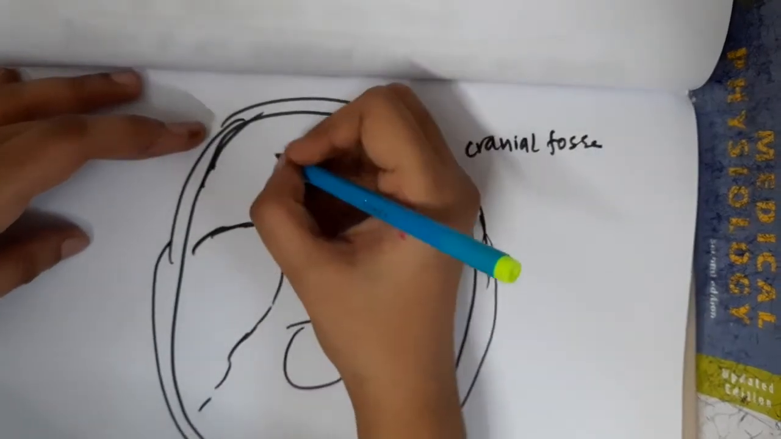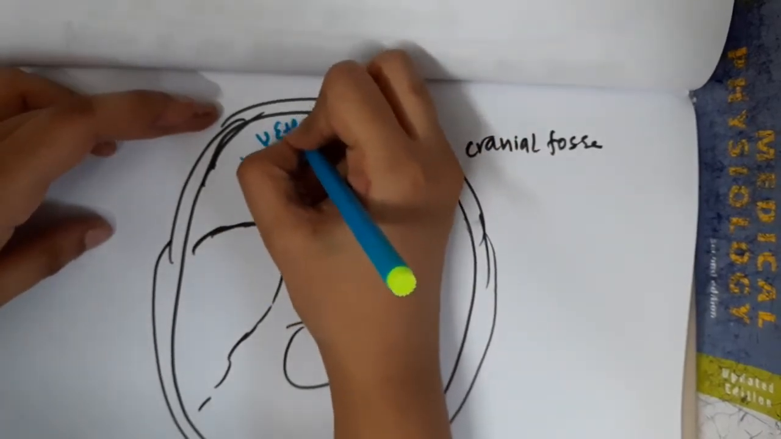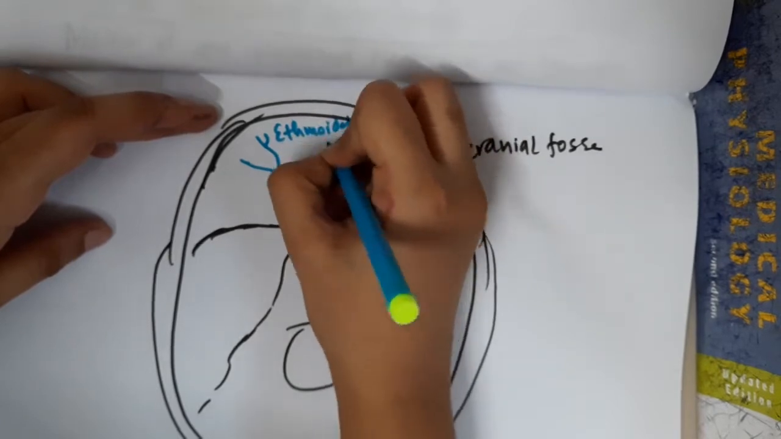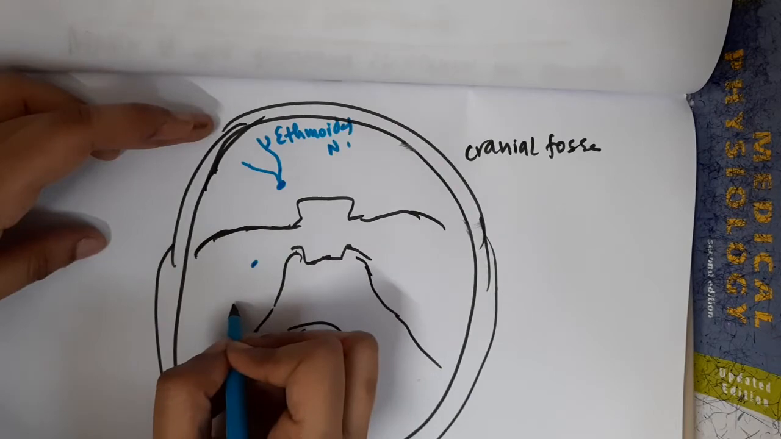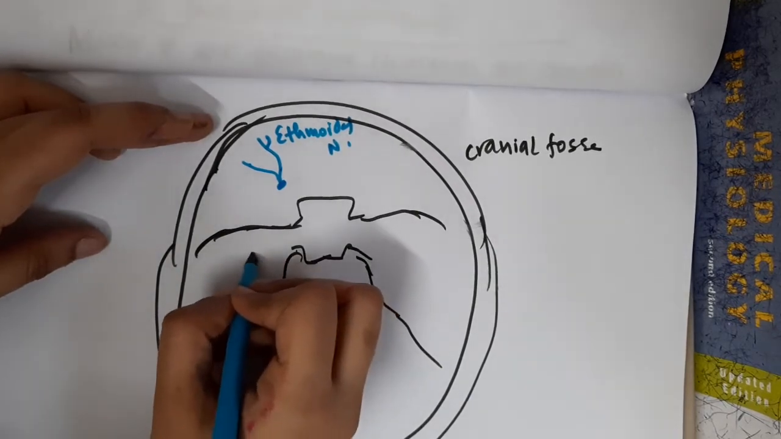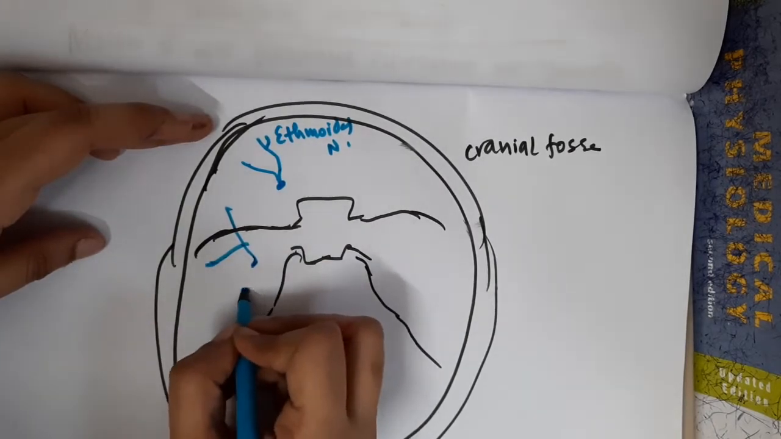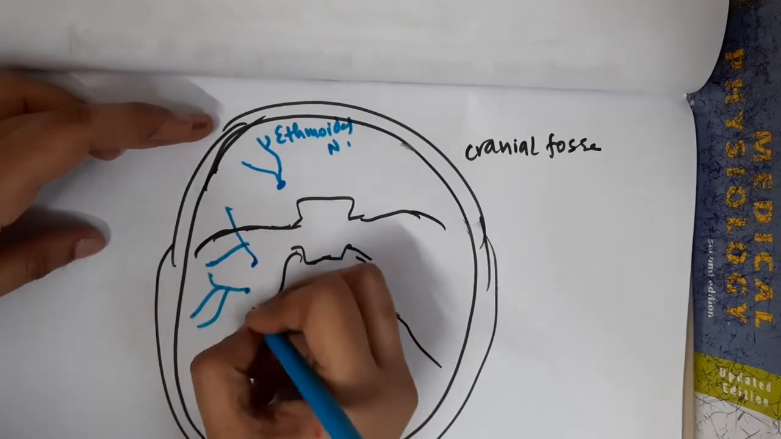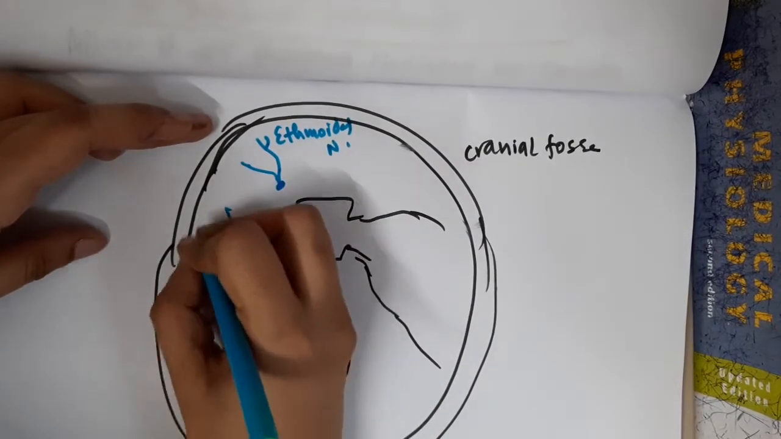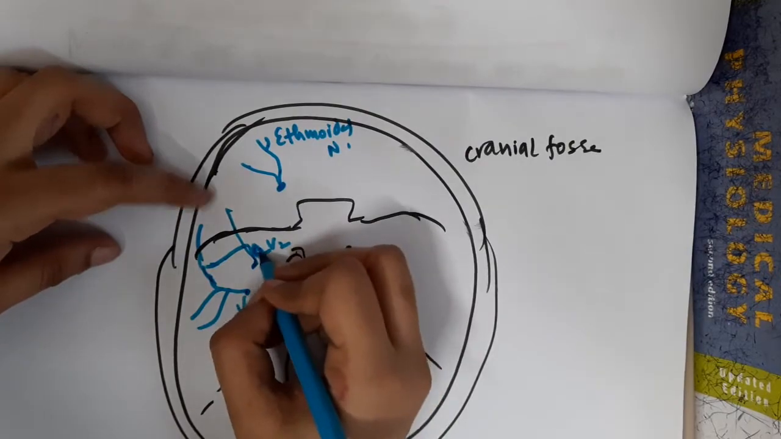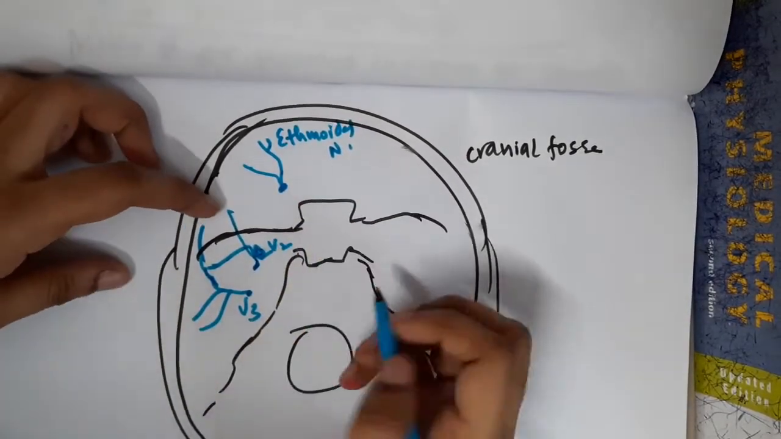from the ethmoidal foramina, there come ethmoidal nerves which will supply the anterior cranial fossa. Then meningeal branches will be there, meningeal branches from the maxillary nerve and meningeal branches from the mandibular nerve. So this is V3 and V2. Meningeal branches will give branches to the middle cranial fossa and also to the anterior cranial fossa.